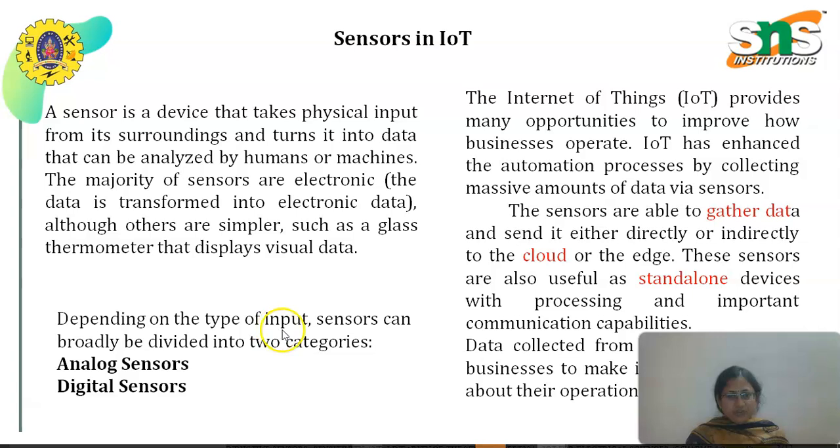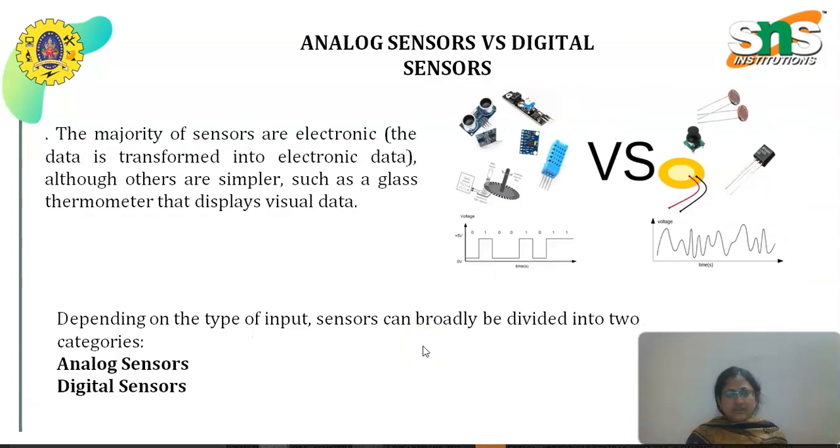Depending on the type of input, the sensors can be broadly classified into two types. The first one is the analog sensors, and the second one is the digital sensors. First, we see about the analog sensors versus digital sensors. The majority of sensors, we know, are electronic, so the data is transformed into electronic data, although others are simpler, such as a glass thermometer that displays visual data. So depending on the type of input, sensors are broadly classified into two categories. One is the analog sensor and another one is the digital sensor.